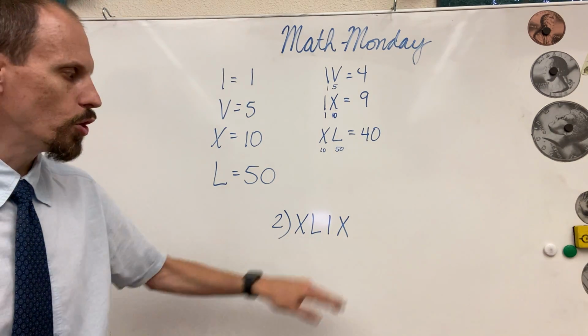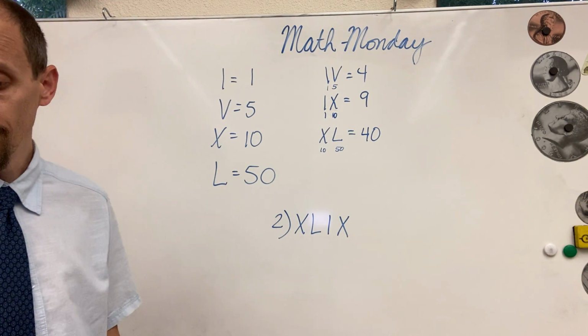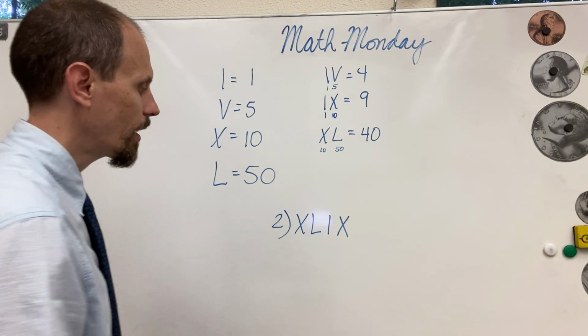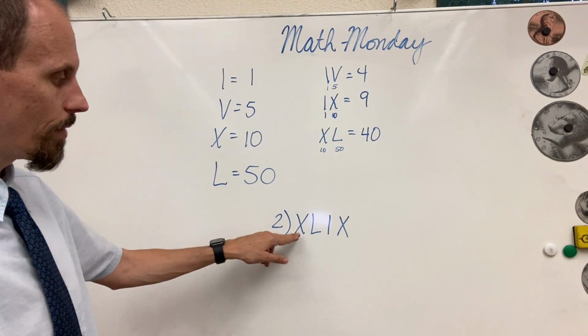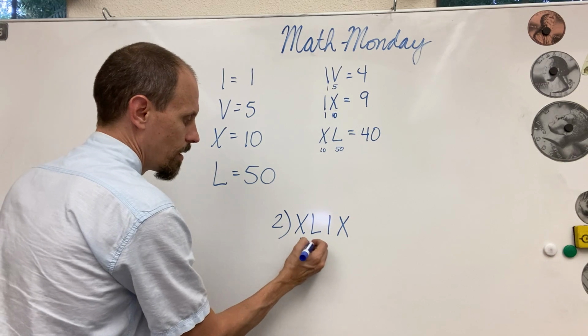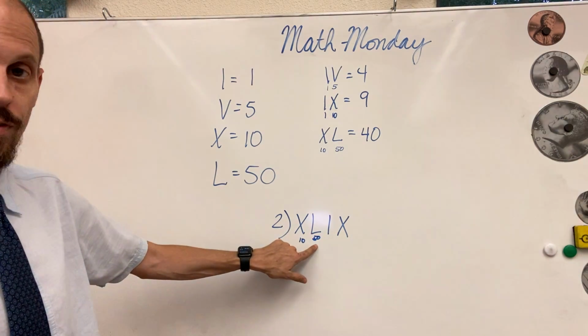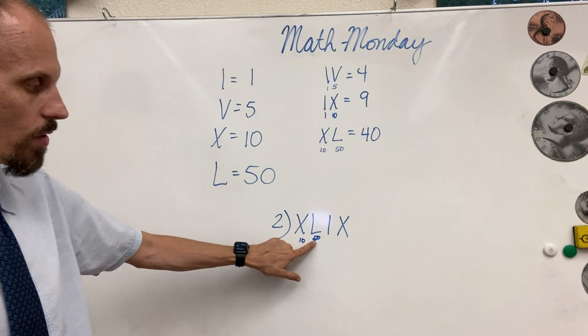So look at your number. What do you recognize immediately? Do you recognize any symbols? Well, look, we have X. We could say that's 10. And then we could go 50. Oh, there's a problem though. This 10 is smaller than 50. So we have to take 10 away from 50.